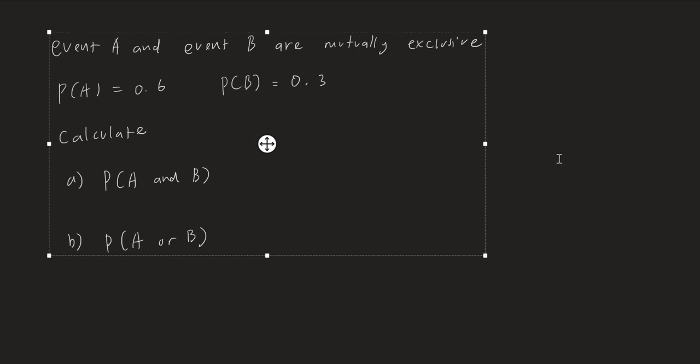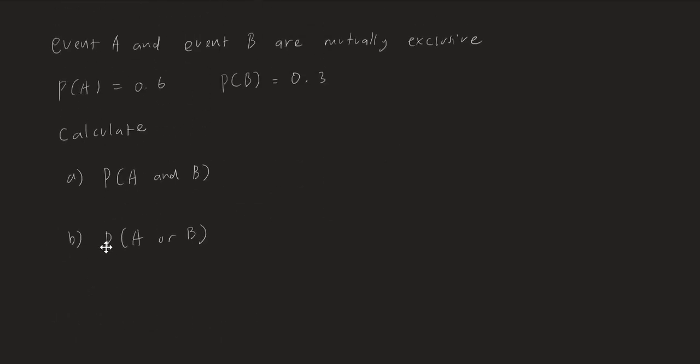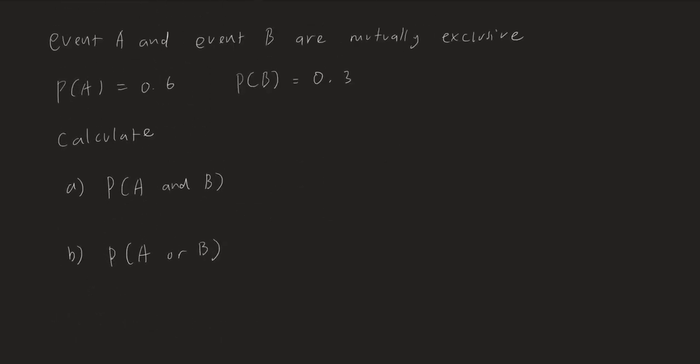Event A is 0.6 and event B was 0.3. You want P(A and B). So I would have done 0.6 times 0.3 automatically. No, you cannot do that because they are mutually exclusive. For mutually exclusive events, it's just 0.